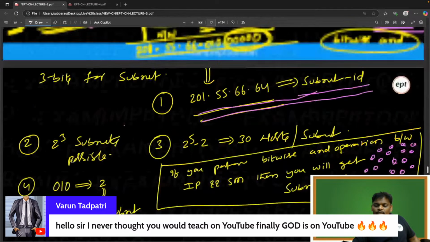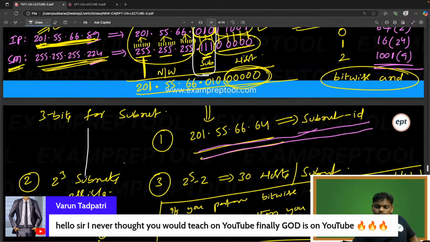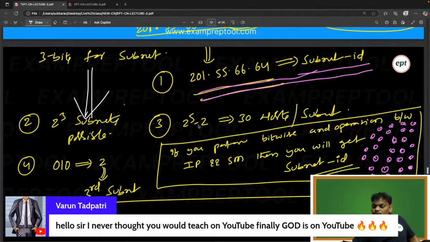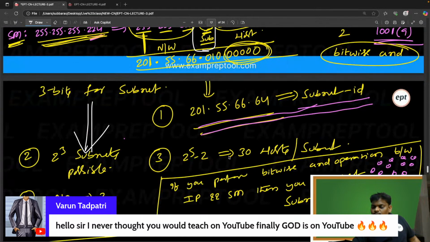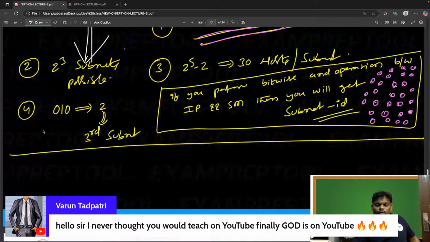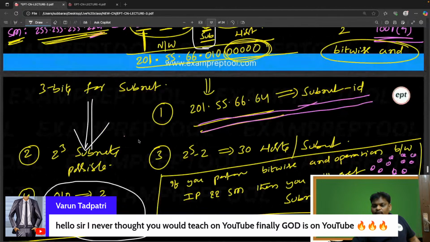Question number 2 says, how many subnets? Subnet purpose 3 bits, so 8 subnets possible. Question number 3, how many hosts possible? Host purpose 5 bits, so 32 hosts, 32 minus 2, 30 hosts possible. Question number 4, 010 is the subnet number, which means 2, which is nothing but the third subnet. Please concentrate on all these things.